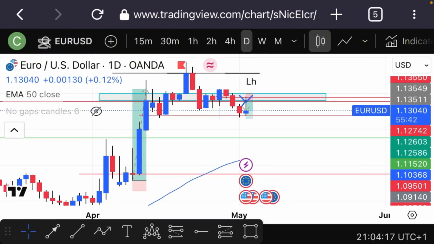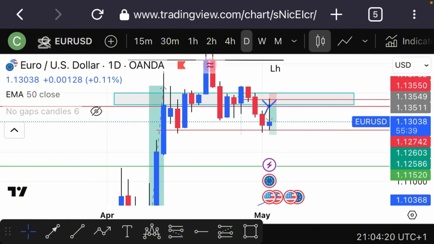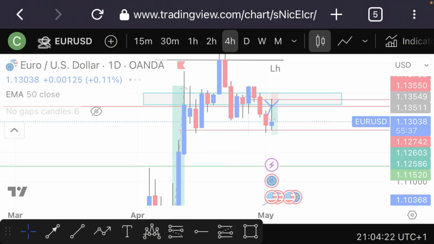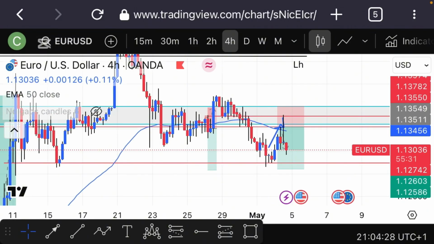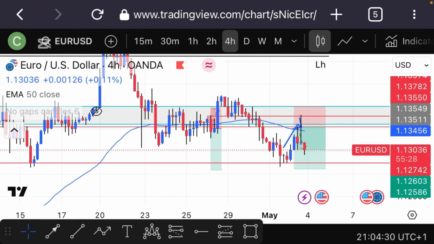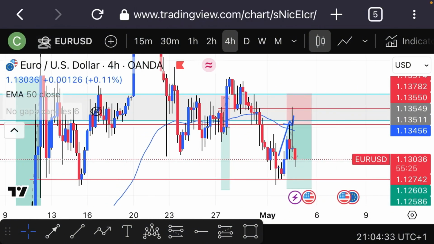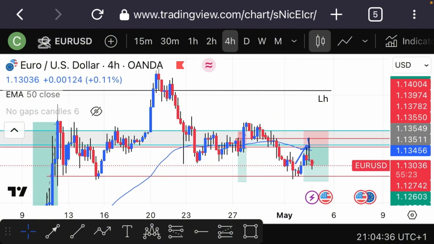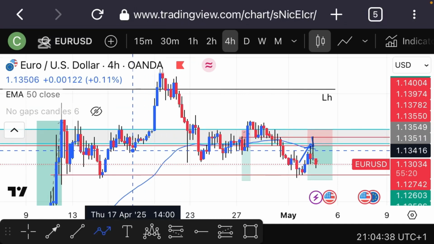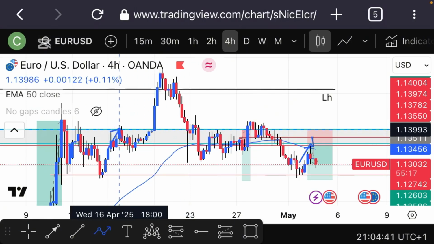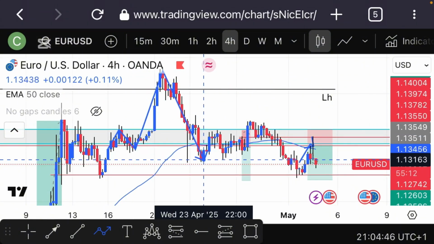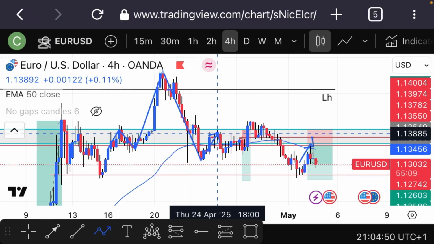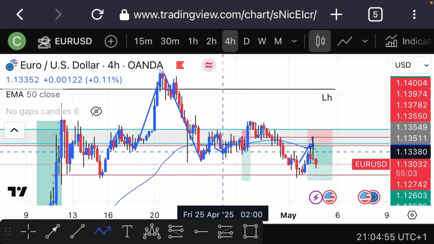So then here is where I went to the 4-hour time frame to look for possible places where I can enter, or find my area of interest. This is where I found that we have a beautiful left shoulder, and the head, then the right shoulder, which was here.